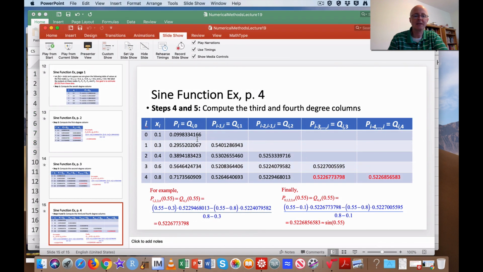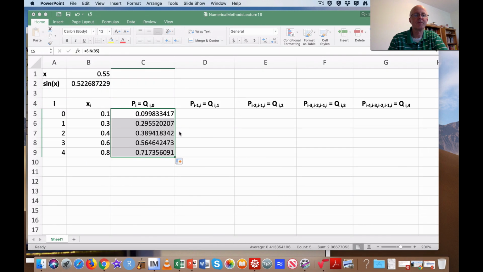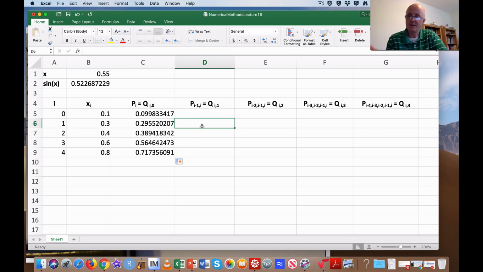Does that match what we see here? Yes, it does look like it's matching those numbers there. Take the time to double check those things here. All right, here's where it starts to get a little tricky. I'm going to be able to put formulas in here that allow me to copy and paste downward. But again, I won't be able to copy and paste to the right.